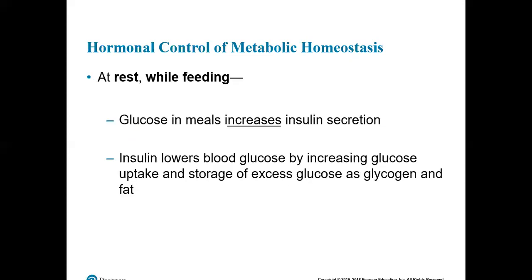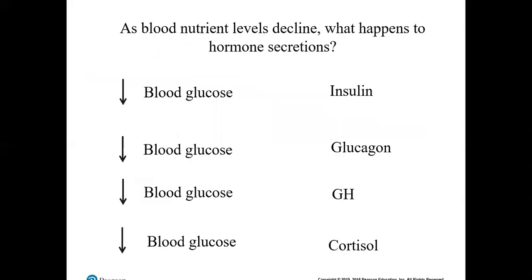And then while you're eating, or while you have nutrients in the system, remember, insulin is the main hormone here that helps to regulate and balance your levels. Insulin is going to lower your blood glucose levels. And then I put together this little flow chart, little checklist. The question is, as blood nutrient levels go down, let's say you've had a meal, but it's been several hours since you've eaten, and now your blood glucose levels are starting to go down, what happens to each one of these hormones in response to a lower blood glucose level?